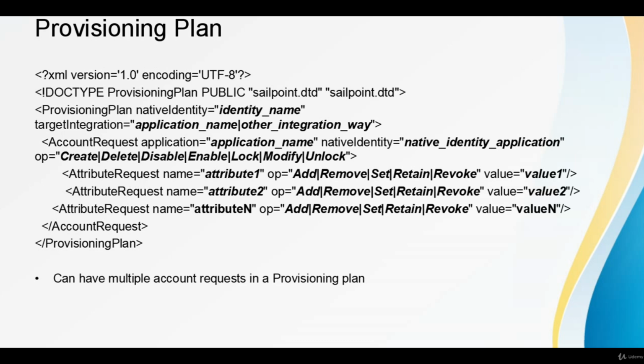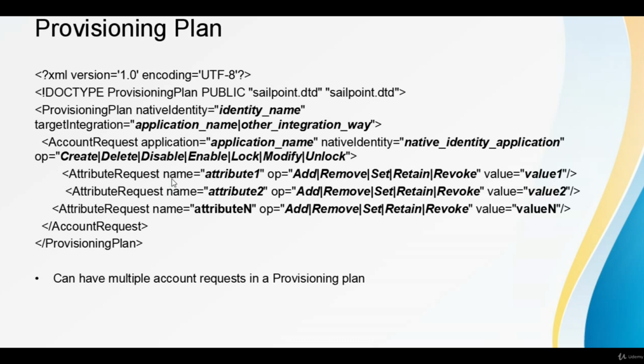In that case, Active Directory demands certain attributes, certain mandatory attributes that we have to pass in this provisioning plan. Like we have to pass SN, SAM account name. Those sort of attributes are mandatory for creating any account in Active Directory. Similarly, different applications demand different attributes to be mandatorily passed in the provisioning plan. So those attributes are to be passed as an attribute request object.